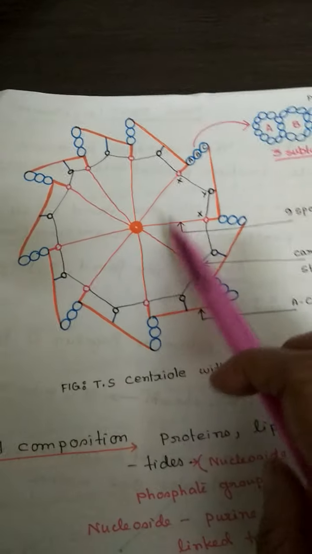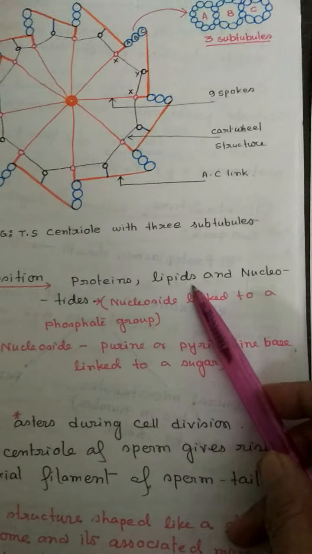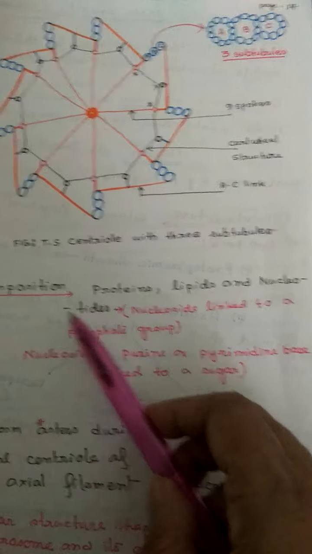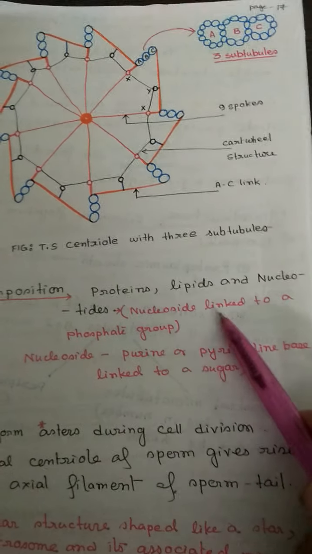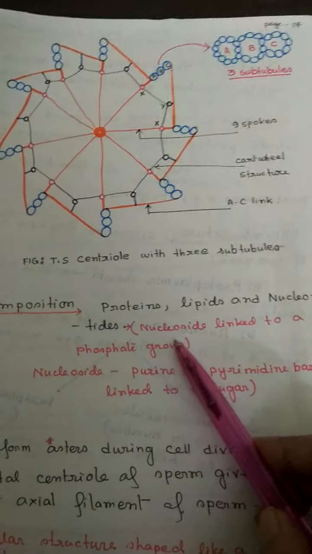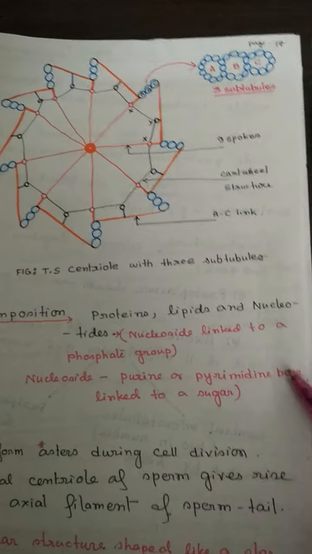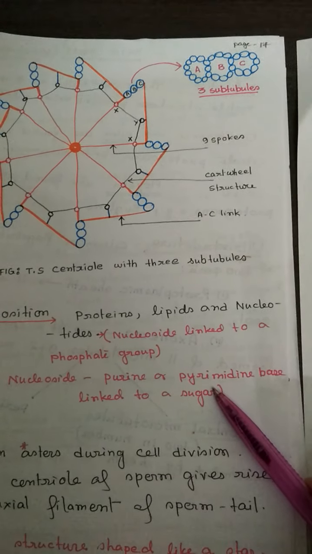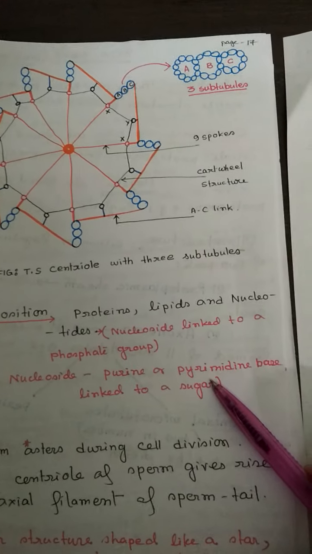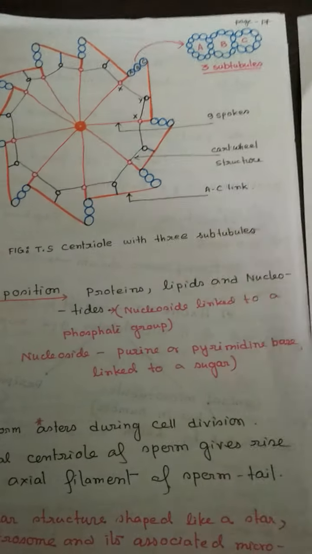So this is the structure of the centriole, and its chemical composition is protein, lipid and nucleotides. Now what is this nucleotide? Nucleotide is actually a nucleoside when it is linked with a phosphate group. And what is a nucleoside? A nucleoside is a purine or pyrimidine base linked to a sugar. Purine and pyrimidine bases mean adenine, guanine, uracil, thymine.